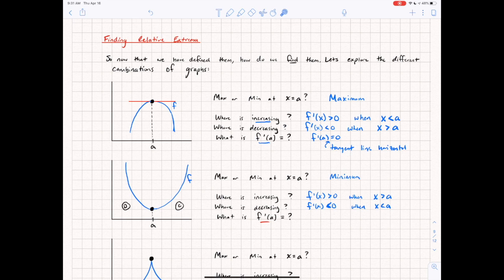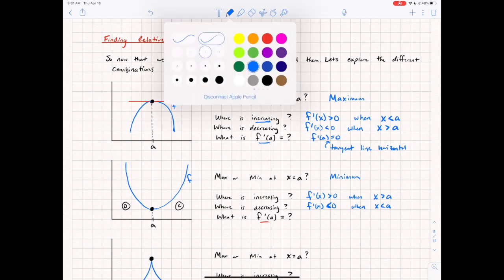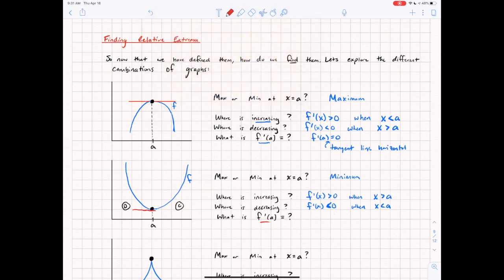Well, what is f prime of a at a? Just like last time, if we were to draw a tangent line here, notice that tangent line would be horizontal. Well, what's the slope of a horizontal line? The slope there is 0, so that means the derivative has to be 0. And again, the reasoning is because it has a horizontal tangent line.